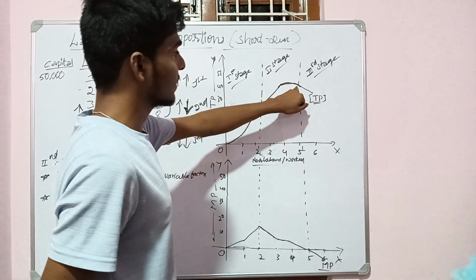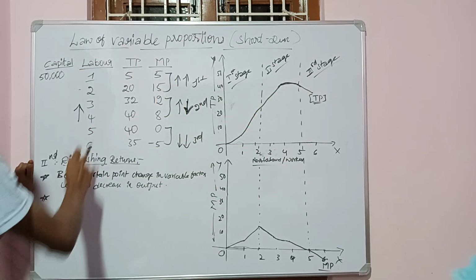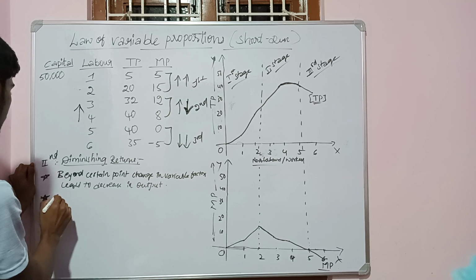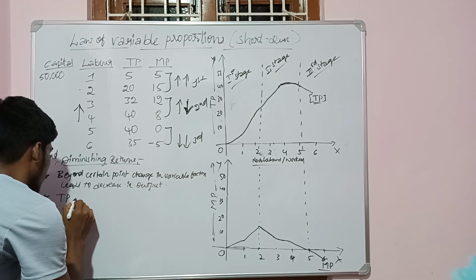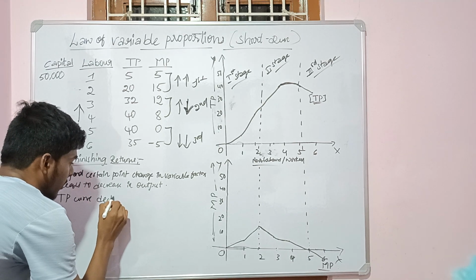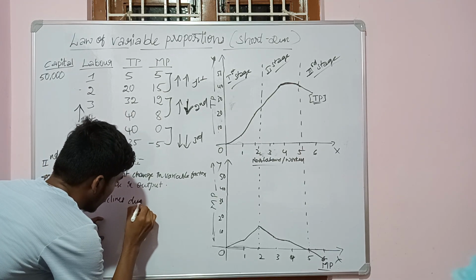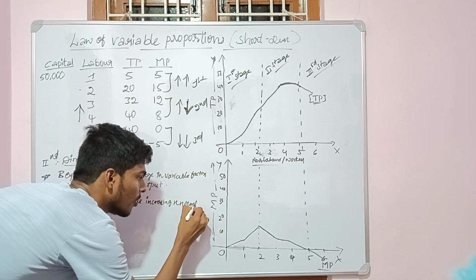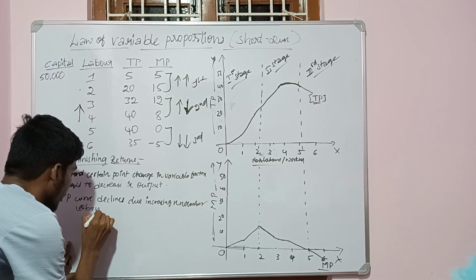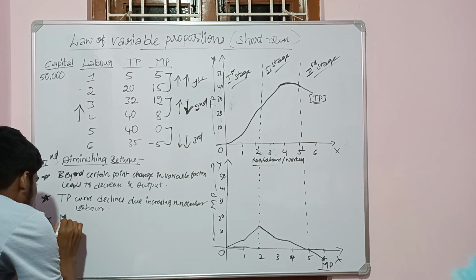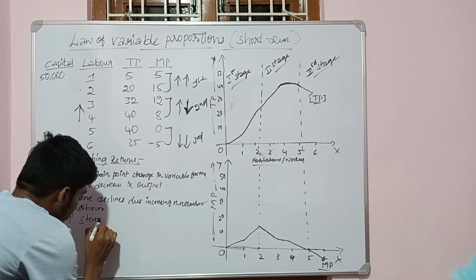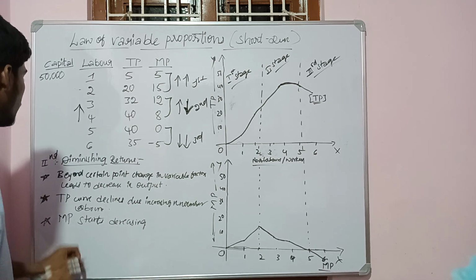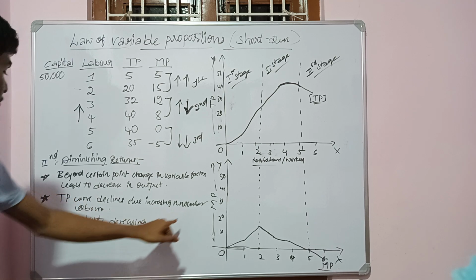The total product starts declining in the second stage due to overutilization of inputs or over adding inputs. Total product curve declines due to increasing n number of labors. Marginal product also starts decreasing. Here you can say that the total product curve declines due to increasing n number of labors.